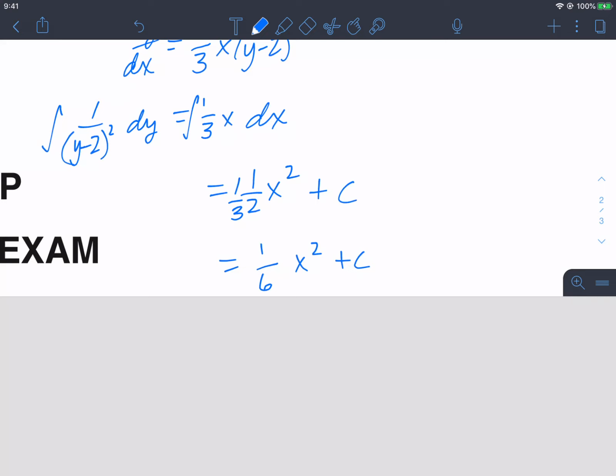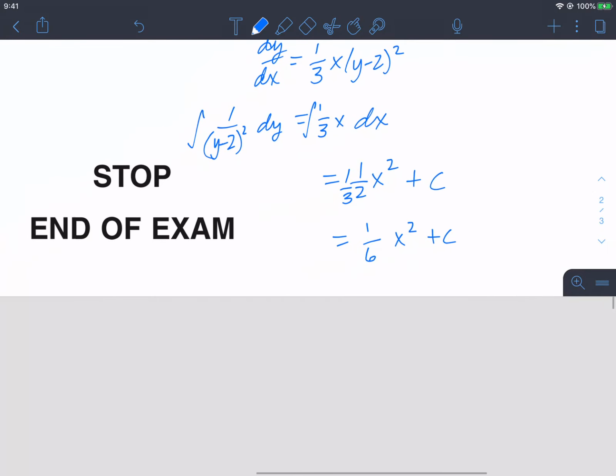Now the other side's maybe a little bit more difficult because we have this (y minus 2) squared, but that shouldn't confuse you. Let's do this one off to the side to look at it individually: the integral of 1 over (y minus 2) squared dy. If it helps you, let's do a u substitution. Let u equal y minus 2. Now what I have is just 1 over u squared. Maybe that makes it a little bit easier because then we don't have this y minus 2 going on.